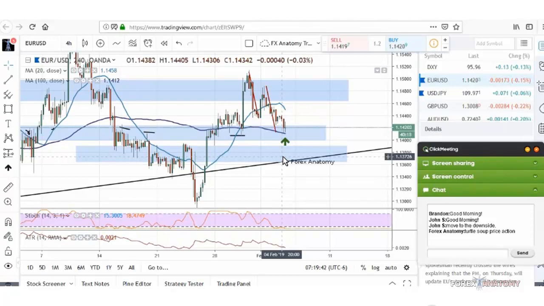But that's that. I don't have too much to share with you guys on Euro USD. Are there any questions before we move on to our next pair, which is the US dollar Japanese yen? Okay, going once, going twice. Okay, so there aren't any questions. So what we have to do is just wait and see what happens.